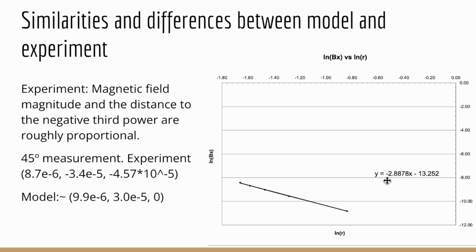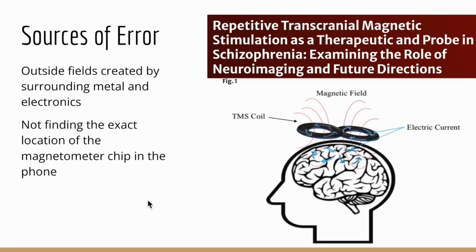And for a 45-degree measurement, in the experiment, the magnetic field was this value right here, and then our model was this value right here. So our model doesn't take into account any Z magnetic fields, and this was just created based on our surroundings and not by the magnet dipole itself. So these can pretty much be ignored in our analysis. But we got the values to be relatively close to each other for the X and the Y. Some sources of error were outside fields created by surrounding metal and electronics, and then not finding the exact location of the magnetometer chip in the phone.